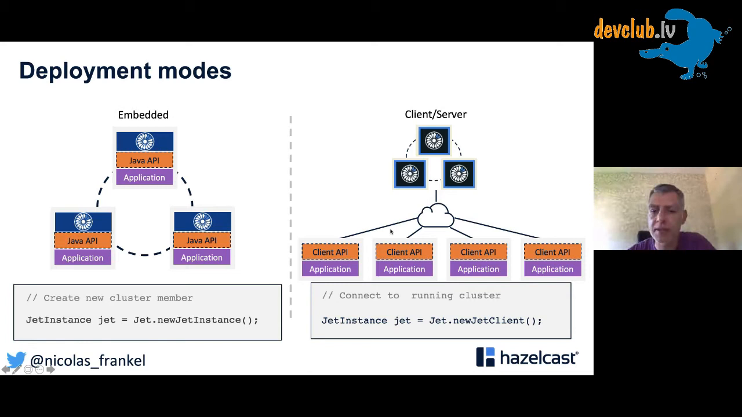Another benefit of this deployment method is that here you see there is a Java API, and here there is a client API, because we have different APIs for different language stacks. For example, we have Python, Golang, C# and C, and I'm probably forgetting one, but anyway, everything is on our website. So in that case, you don't need to use Java to use Jet.